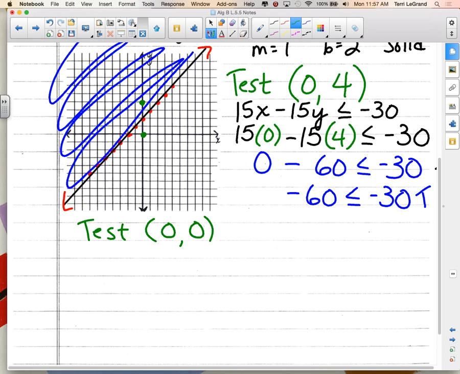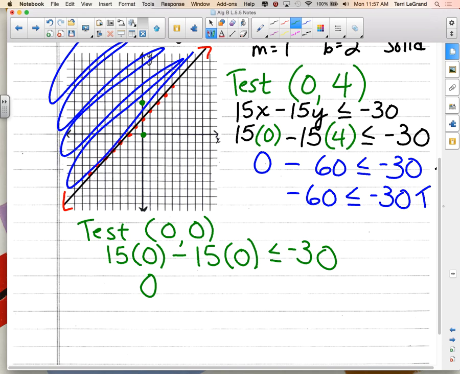because when you multiply by 0, what do you get? 0. So when I have that 15x, I'm taking 15 times 0 minus 15 times 0 is less than or equal to negative 30. I do not need my calculator. 0, take away 0. What is 0 take away 0? 0.